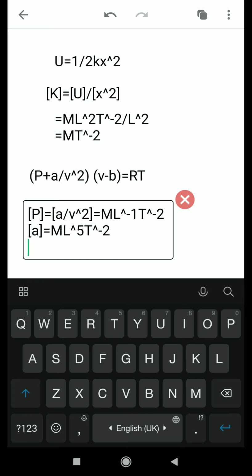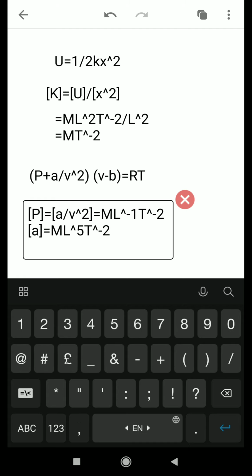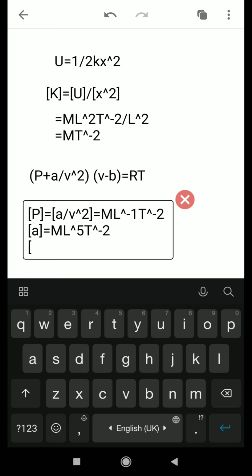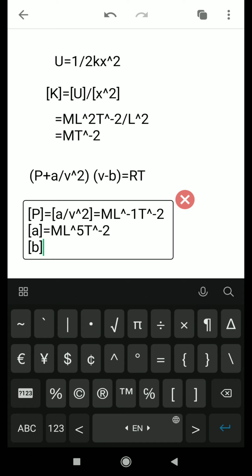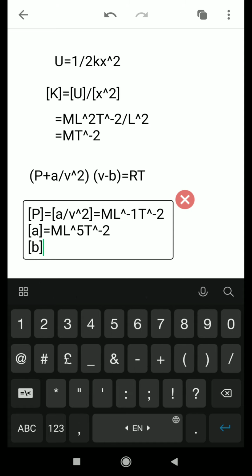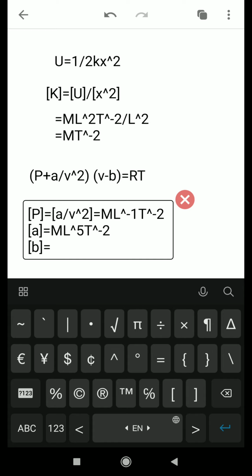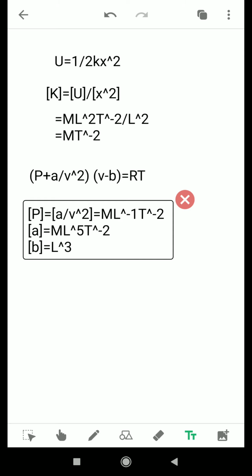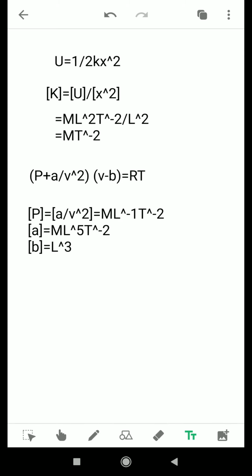Here you can easily see that V minus b is done. So the dimension of b must be equal to the dimension of volume. Clear? So the dimension of b is the dimension of volume, that is L cube. Okay. So you have got this.